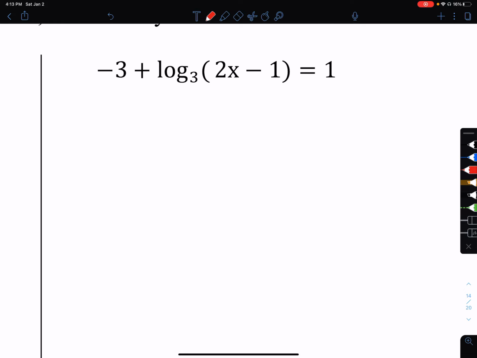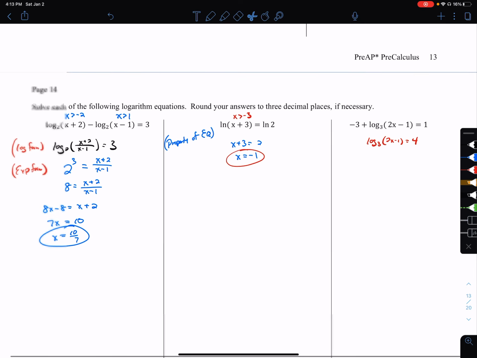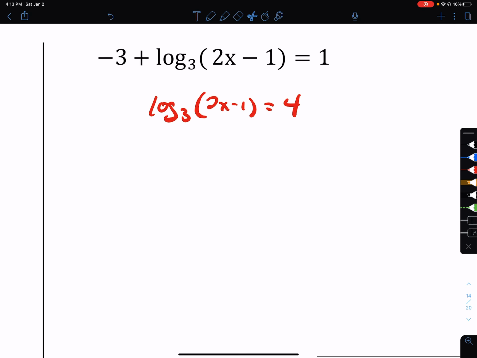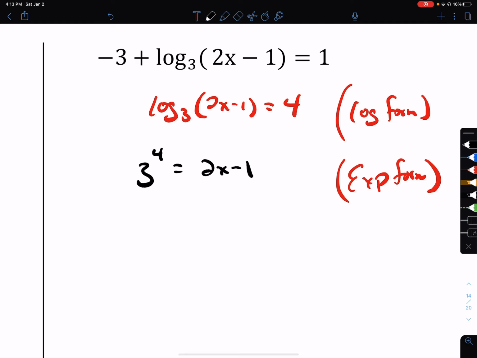Let's isolate the logarithm. There's only one of them. So I'm going to add 3 to both sides and get log base 3 of 2x minus 1 equals 4. This is in log form. I'm going to change this to exponential form. So that would be the base, 3, raised to the exponent equals the argument.